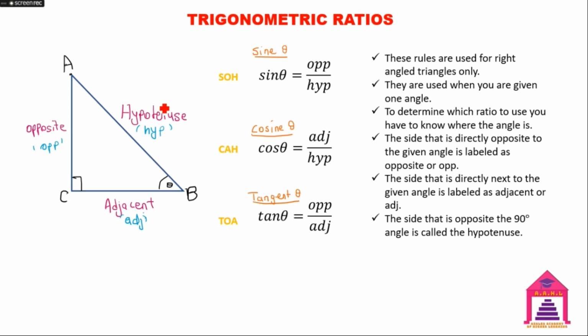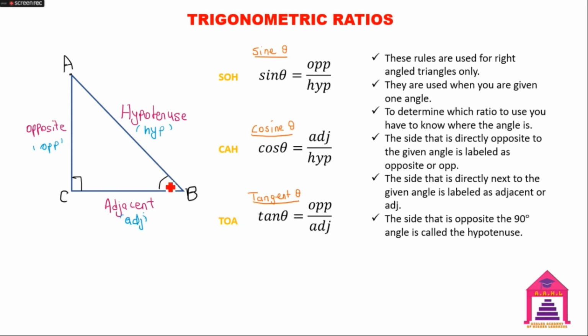Now we're going to take a look at trigonometric ratios. Again, this is used for right angle triangles. It's used to calculate an unknown angle or an unknown side. How we label our triangle is a bit different. The angle in question is at this vertex B, so we can say this is the angle B.